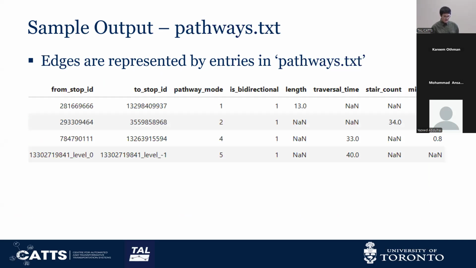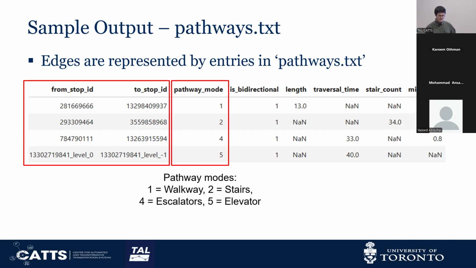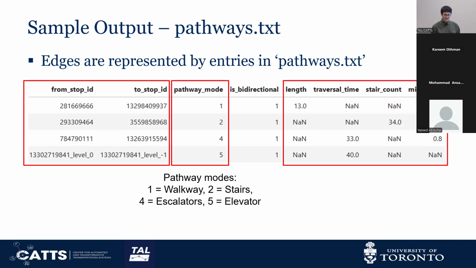And then edges are entries in pathways.txt. In each entry, we have the from stop ID and to stop ID. These refer to the nodes detailed in the stops file. And each edge has one of these modes. The modes we have here are walkways, stairs, escalators, and elevators. And also there are some geometric attributes associated with these pathways.